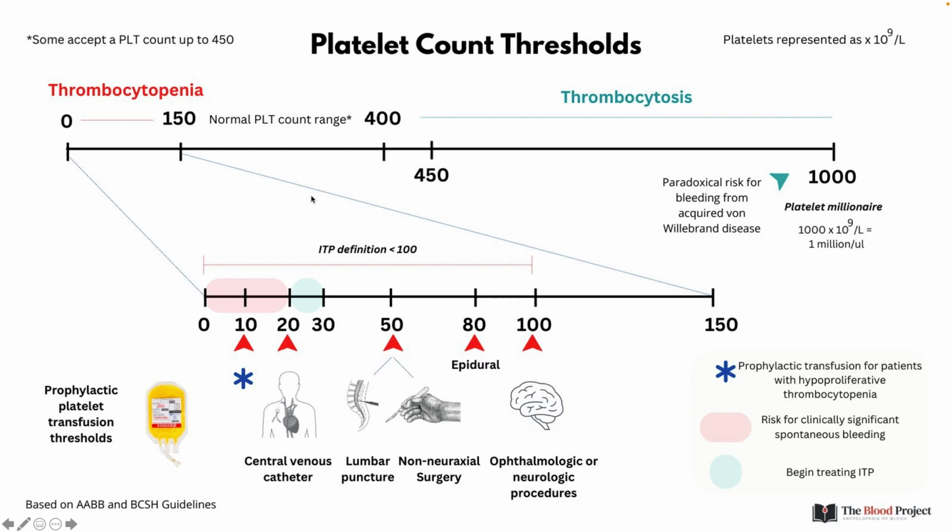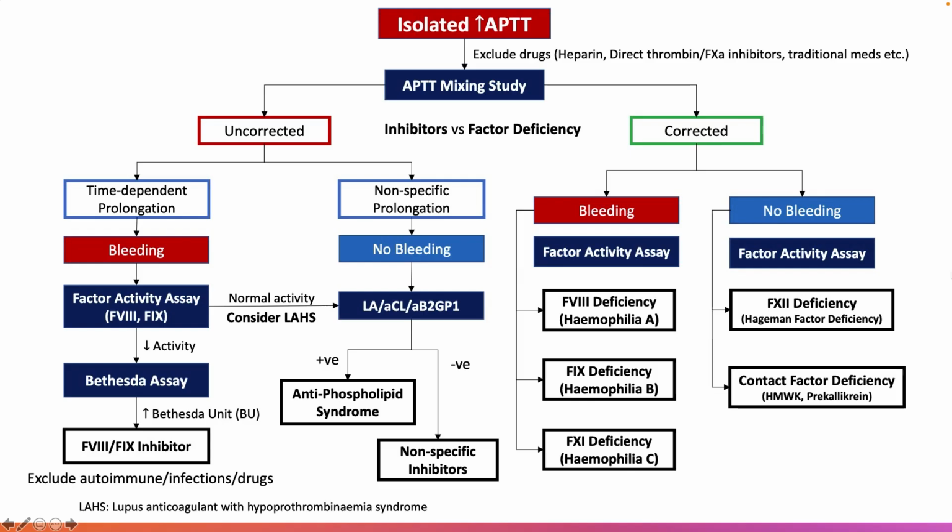Another thing to highlight is that the platelet normal range is 150 to 400. Generally, if the platelets shoot up to more than 1000, there's a paradoxical risk of bleeding because of acquired von Willebrand disease. This is something I've mentioned just now as well.